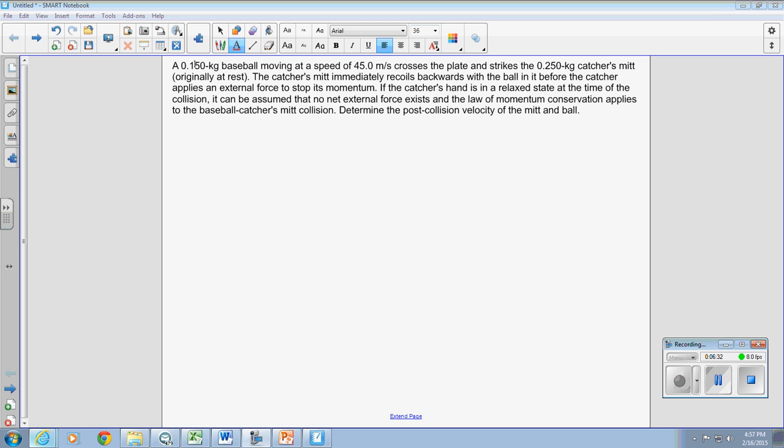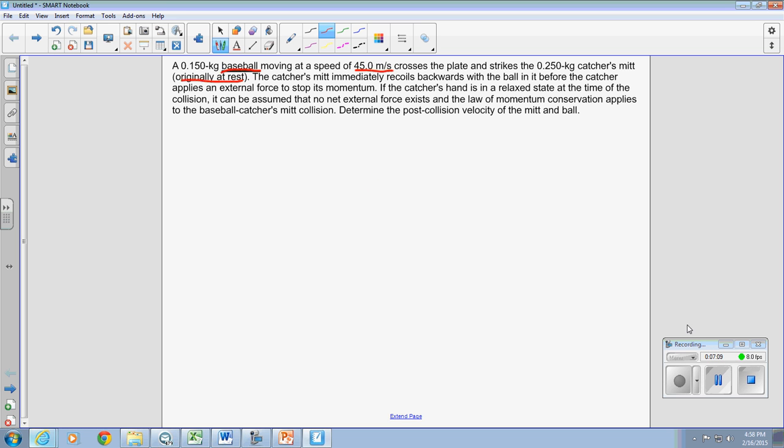A couple of things we want to note here is that the baseball is moving at 45 meters per second initially, and the catcher's mitt is originally at rest. So we can figure out the initial momentum of the baseball and the catcher's mitt, and we're going to determine the post-collision velocity of the mitt and the ball. So afterwards, what are the mitt and the ball doing?